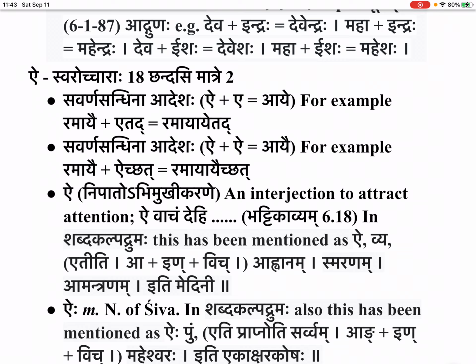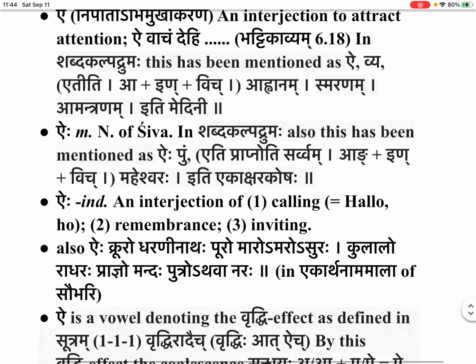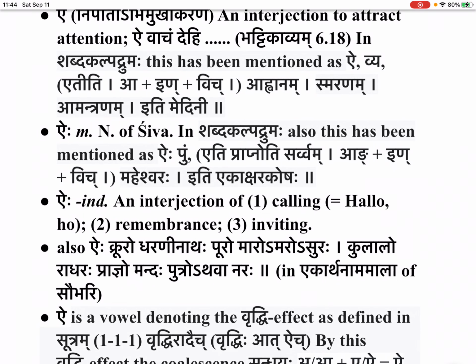I nipatobhimukhi karane, an interjection to attract attention. I vachandehi. This is from Bhakti Kavyam. In Shabdakalpadrumaha, this has been mentioned as I avyayam eti iti, A plus in plus which, auhanam, smaranam, amantranam iti medini. Aihi, masculine, name of Shiva. In Shabdakalpadrumaha also this has been mentioned as Aihi pullingam eti prapnoti sarvam, ang plus in plus which. Maheshwaraha iti ekakshara kosha.